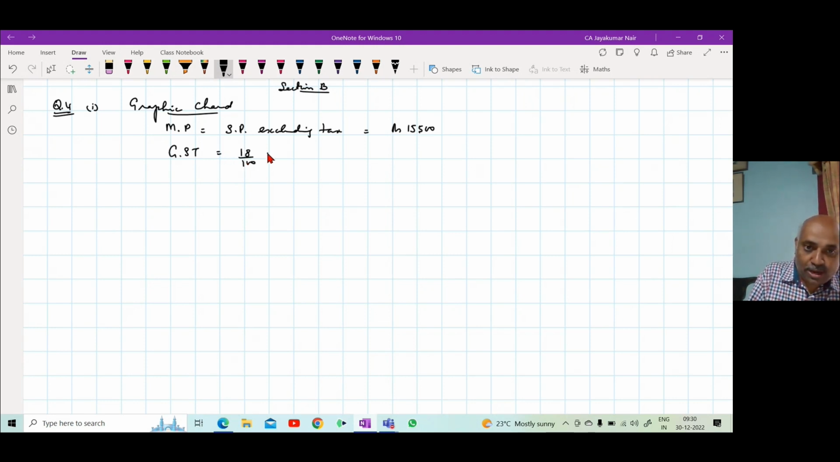So 18 over 100 into 15,500. So 18% of 15,500 is rupees 2,790. Therefore, selling price including tax, or inclusive of tax, is rupees 18,290. So this is the selling price including tax of the graphic card.